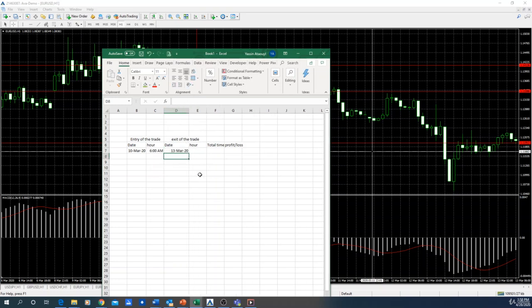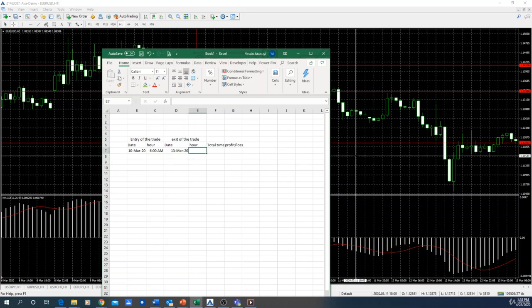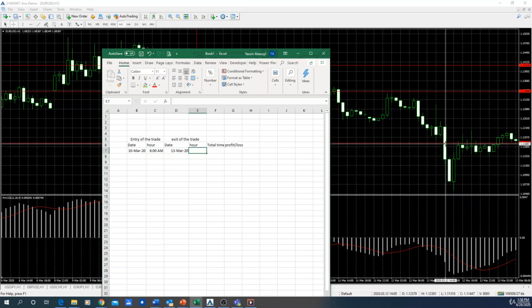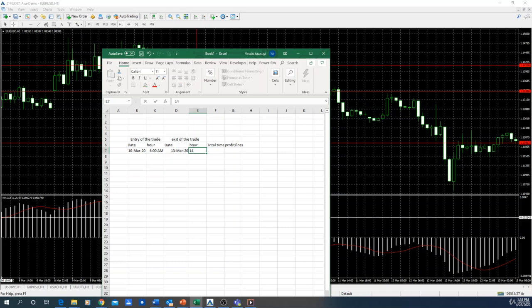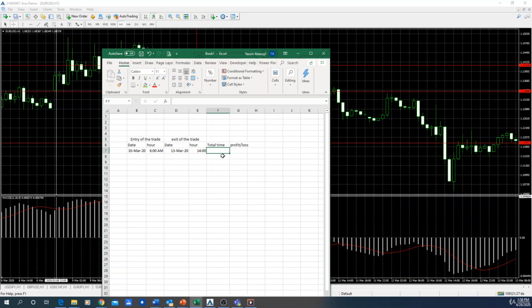So in this case, the closing date was 13 March, and our hour of closing was at 14 hours. So the total time of the trade in this case was something around 3 days. So we know that the trade was 3 days, and the profit on this trade was 140 pips. So we can put a green color if it's profit. As you can see, guys, your trading journal can look as simple as this, and you can check your trades after that and look at how your trading strategy is doing.